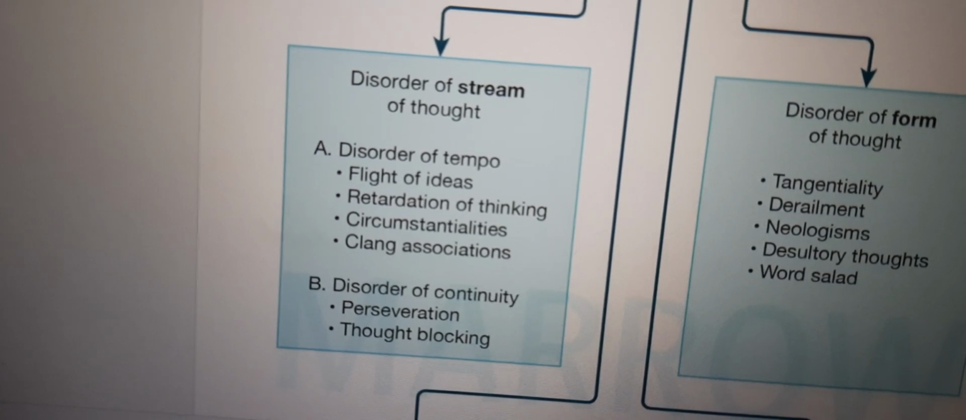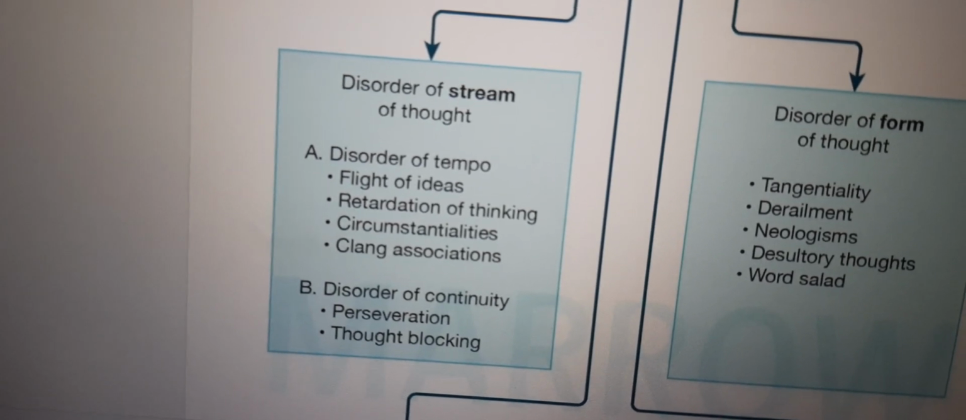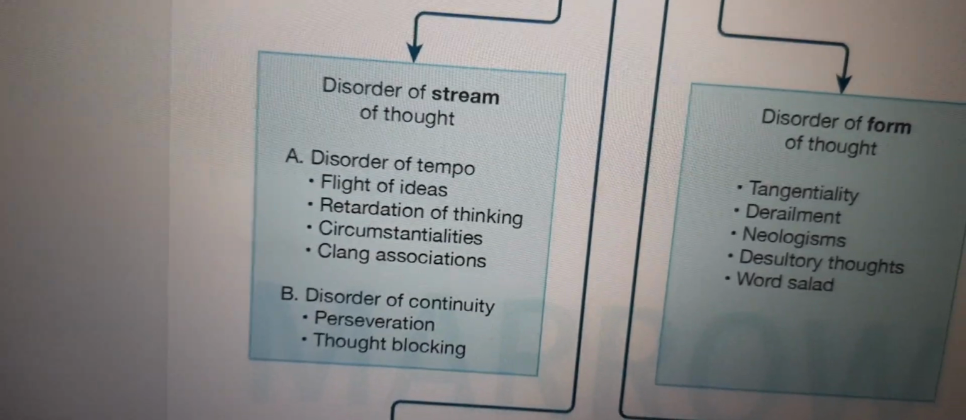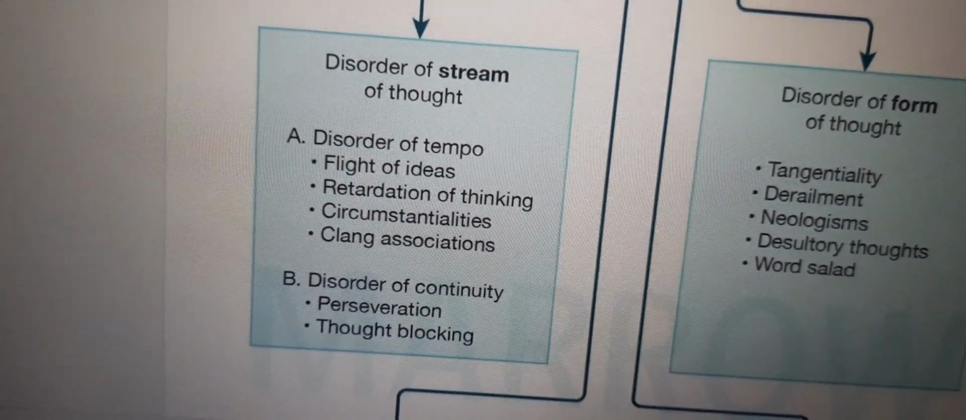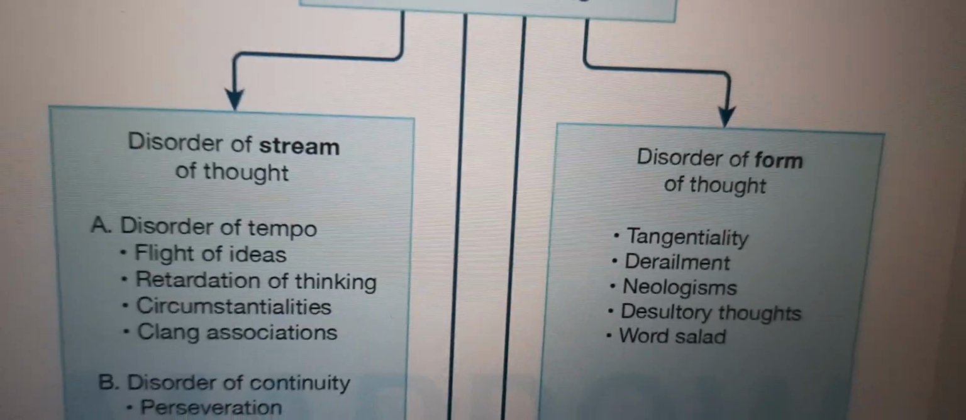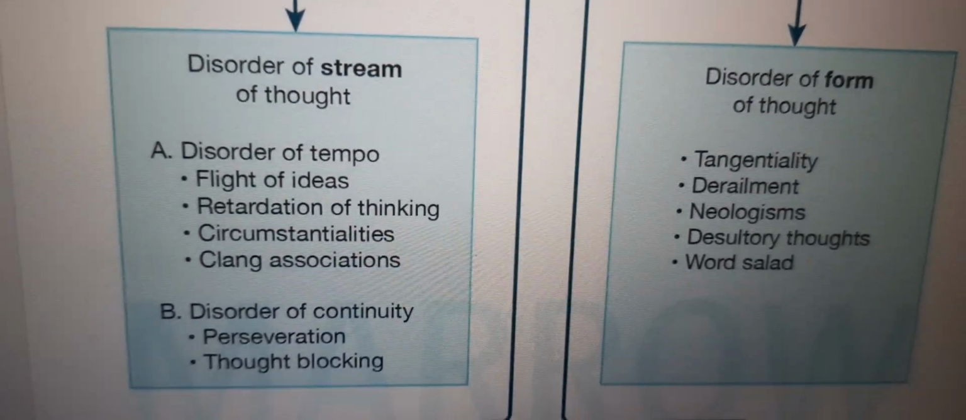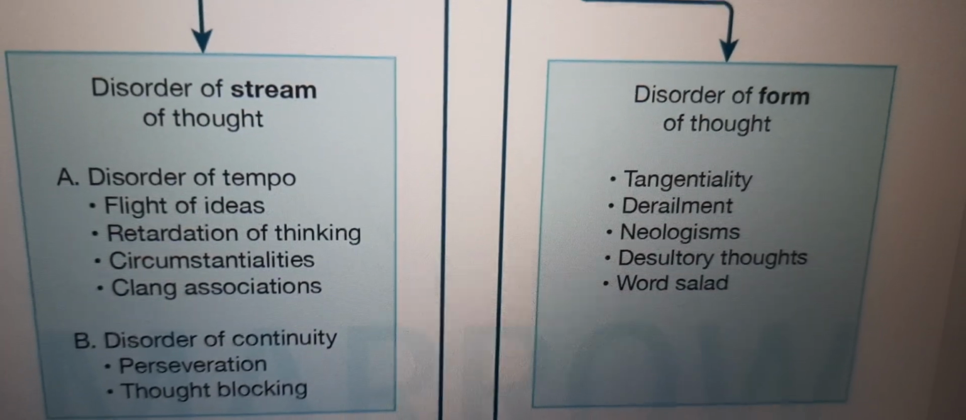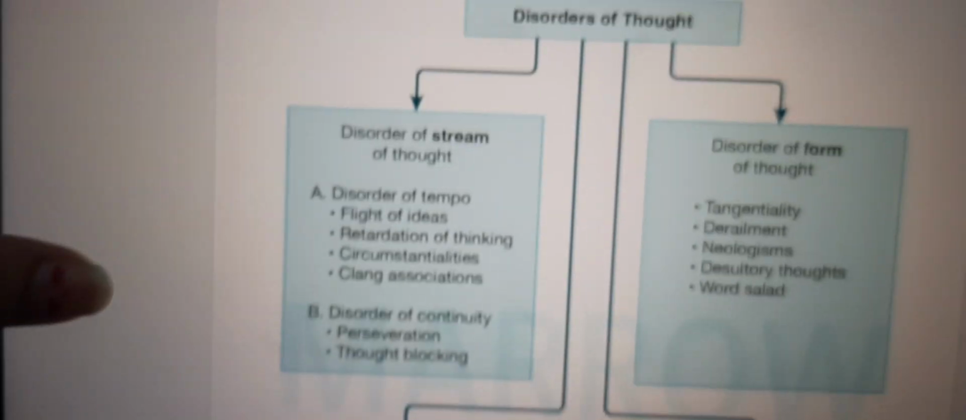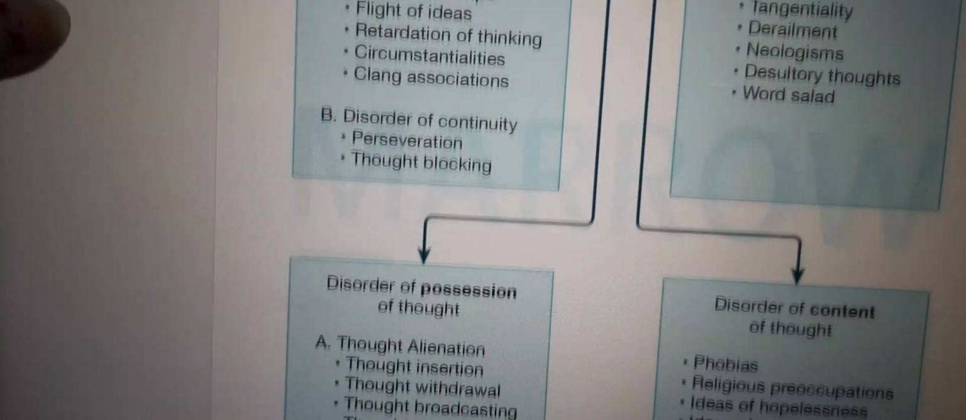In disorder of tempo there are 4 things: flight of ideas, retardation of thinking, circumstantiality, and clang association. In disorder of continuity, there is perseveration and thought blocking. In disorder of form of thought, there is tangentiality, derailment, neologism, desultory thoughts, and word salad. So what we studied: stream of thought, form of thought.